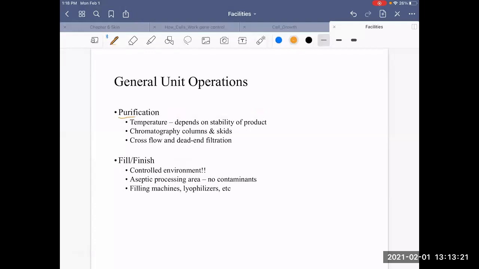Purification is downstream. Everything has to be a certain temperature. If you think about this COVID vaccine, the mRNA needs cold temperatures. All the work is going to be done in a cold room. So the room is going to be cold. You have to wear your gloves and your mittens.